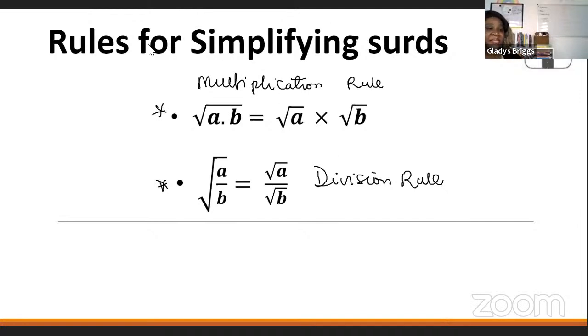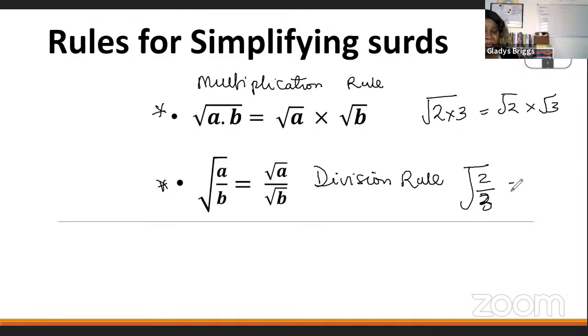So what that means basically is if you have the square root of 2 times 3, for example, that would be equal to the square root of 2 times the square root of 3. And the same thing goes for the other one. If you have the square root of 2 divided by 3, that will be equal to the square root of 2 over the square root of 3. You can write them as individual surds. Okay, let's go to the next slide.